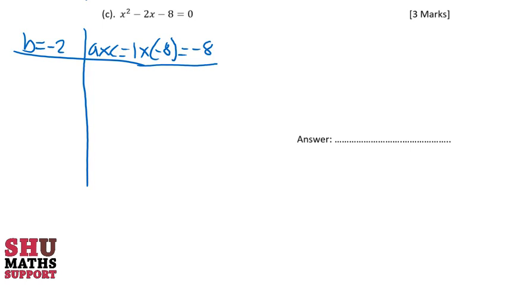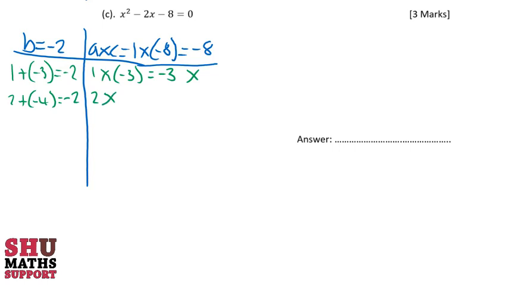So we'll just do what we did before, and we'll have 1 plus minus 3 is equal to minus 2. And then we'll have 1 times minus 3 equals minus 3, so that one's no good. Then we'll have 2 plus minus 4, which equals minus 2, which gives 2 times minus 4, which equals minus 8. Which is the one we want. So we've got 2 plus minus 4 equals minus 2, and we've got 2 times minus 4, which equals minus 8. So we can set up our brackets.